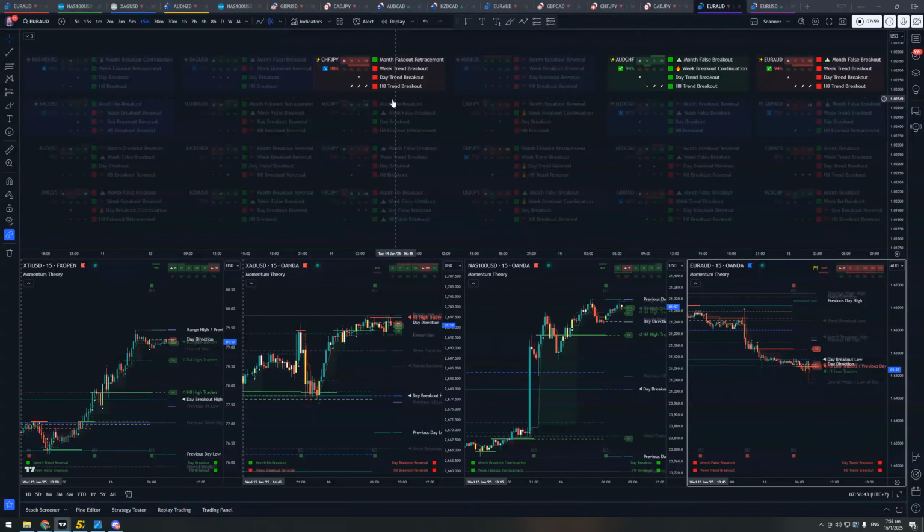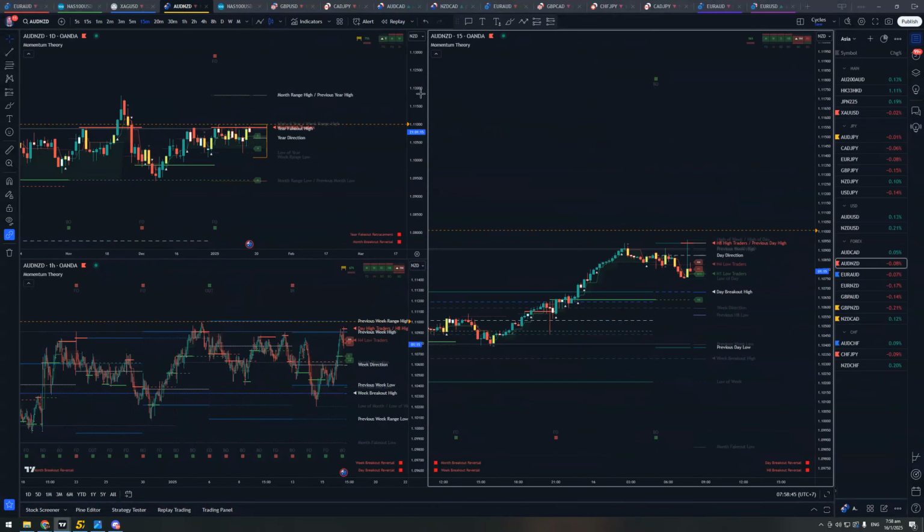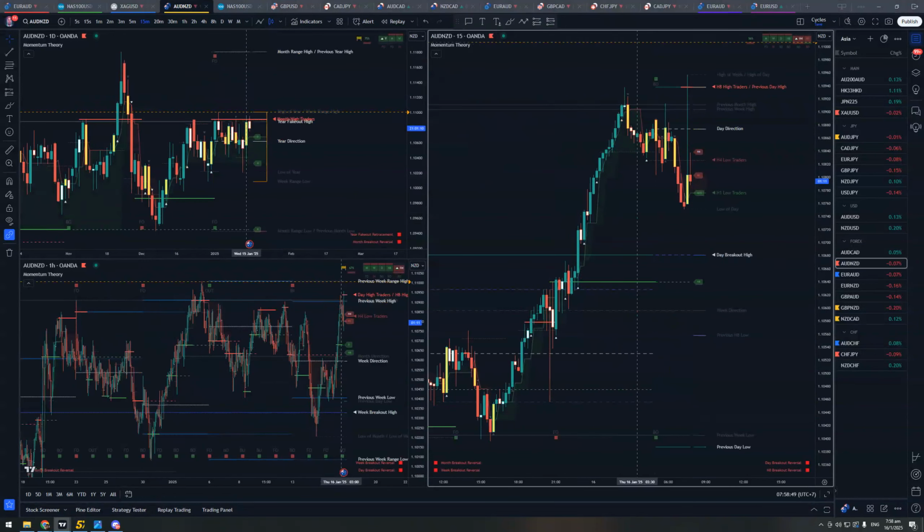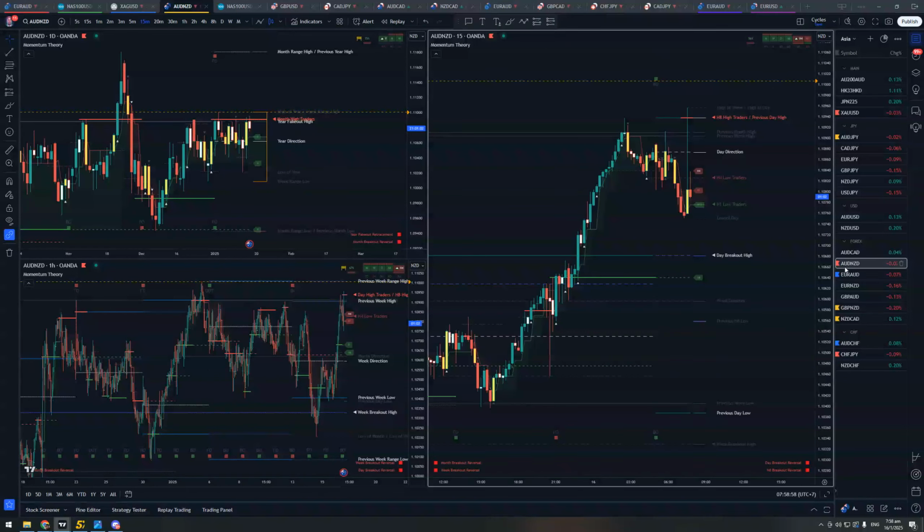Just having a quick look to see if anything else is triggered here. Okay, so Aussie NZD, I'll just keep that up, but I probably won't be trading that one. There was Aussie news, so yeah, let's see where this goes.